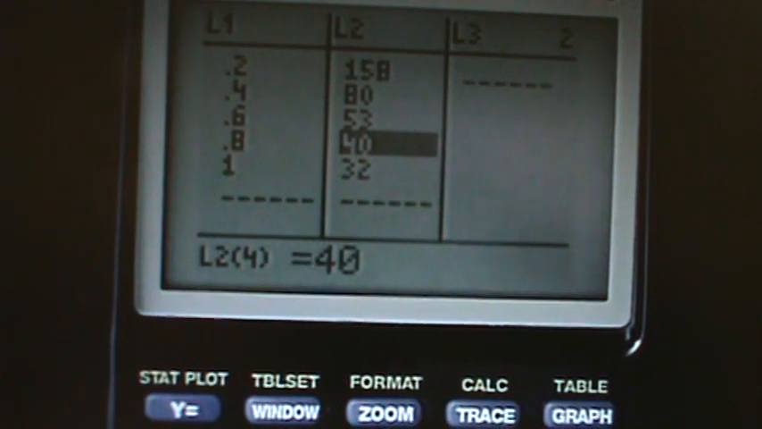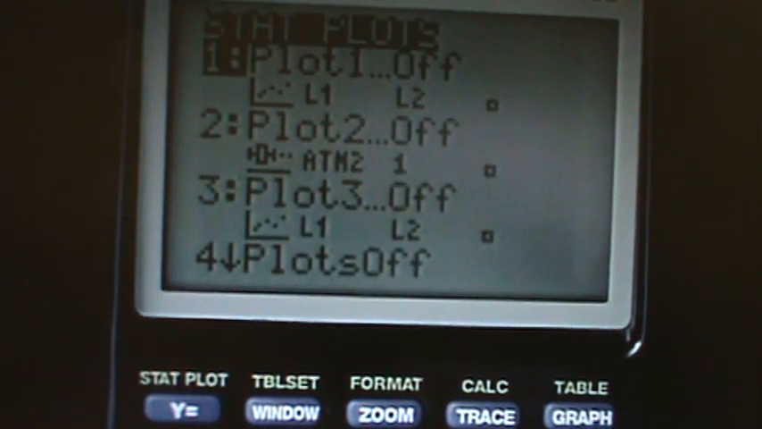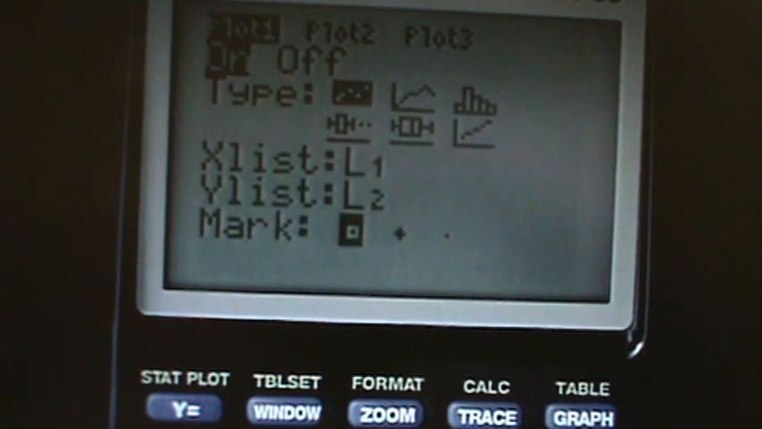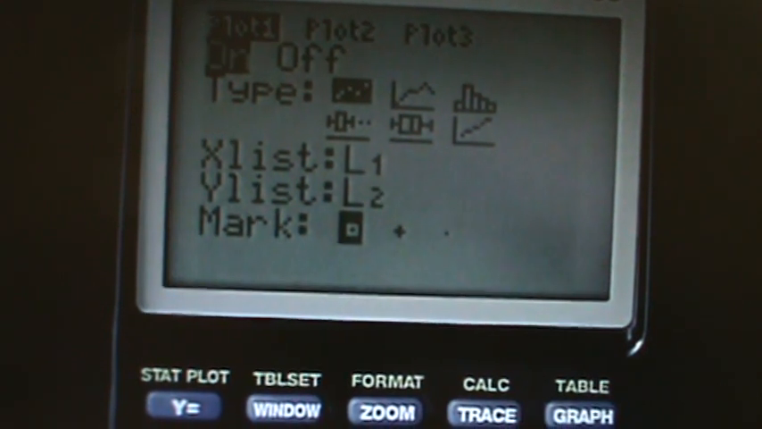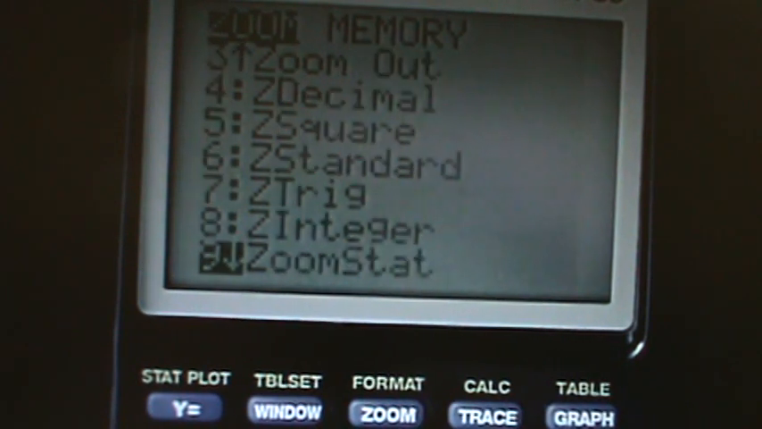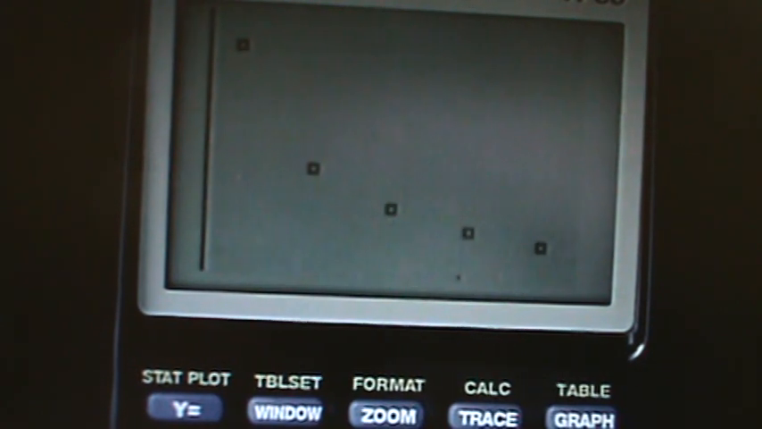Press second and then stat plot, that's y equals. And we just want to turn this on, so I'll press enter and then enter again. And now it's on. And to make the appropriate window settings, press zoom. And then we want item number 9. I'll press it down to it so we can see it. Zoom stat, this is an automatic window setting for statistics. And here we go.